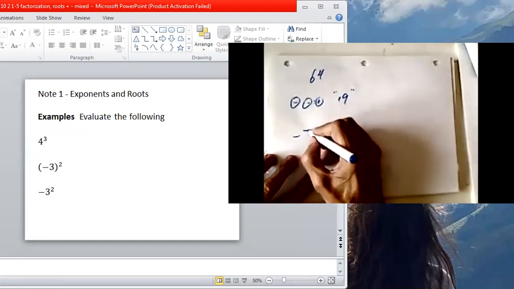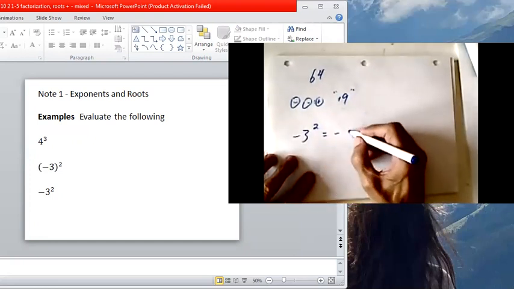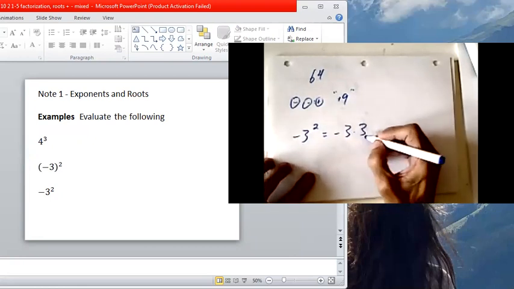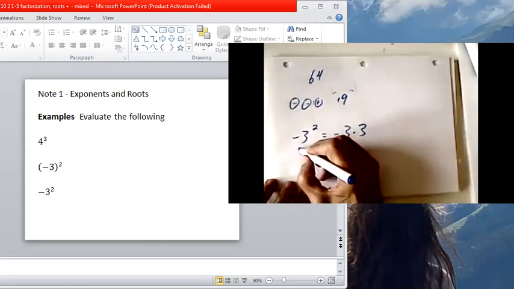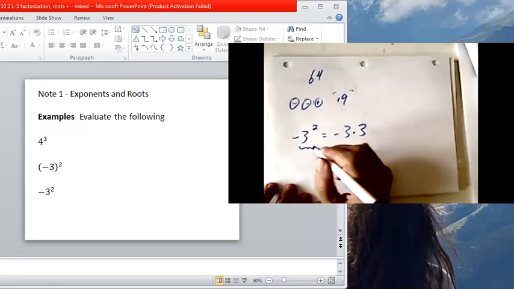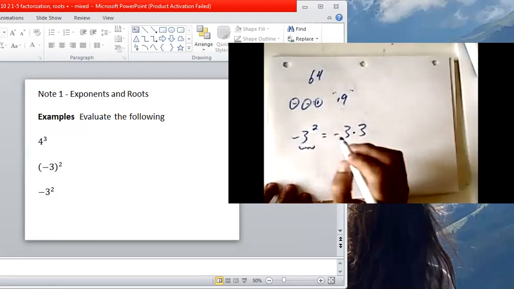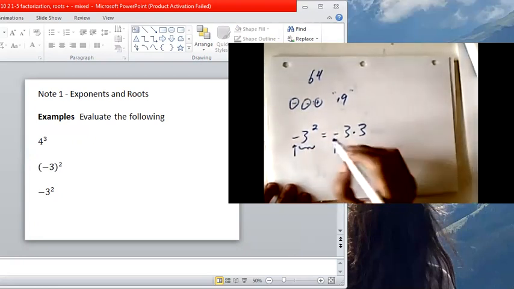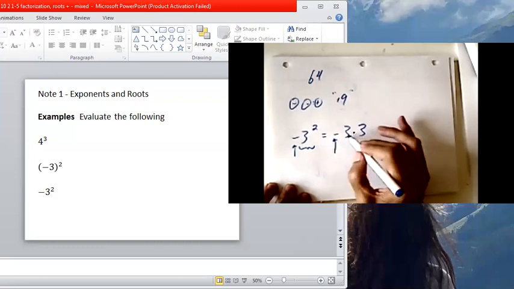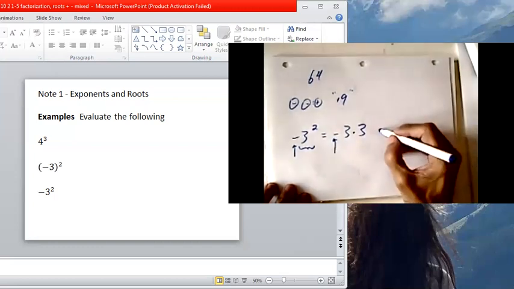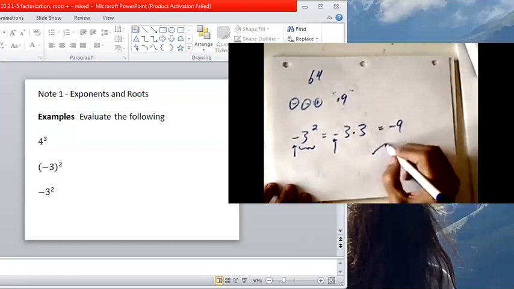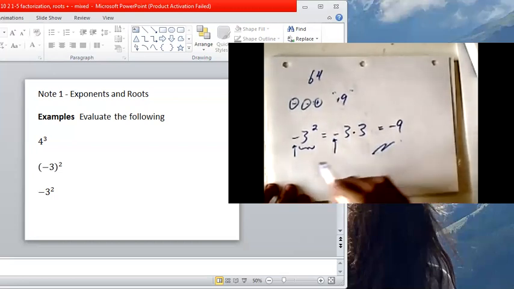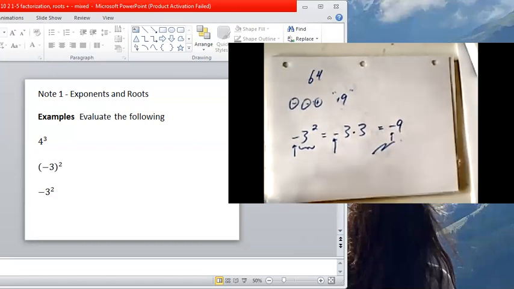Now this one, watch. The 2 applies on the 3 only. The 2 has not captured the negative. So the negative is in the front. This 2 says there are 2 3's multiplied together. And it gives you a different answer. It gives the answer of negative 9, since that negative in the front stays in the front.